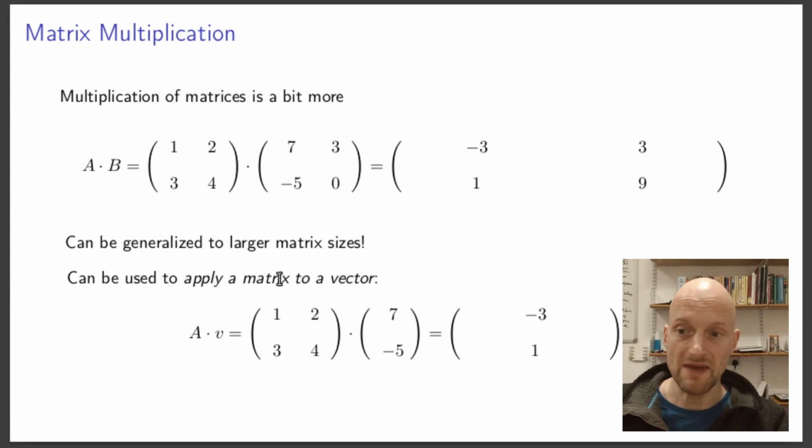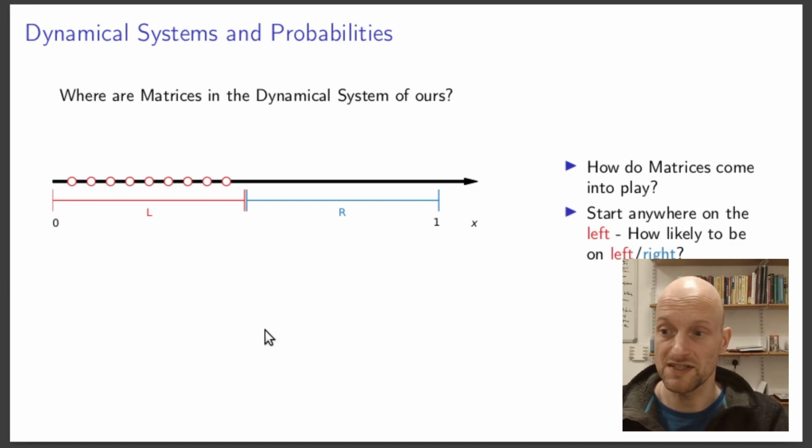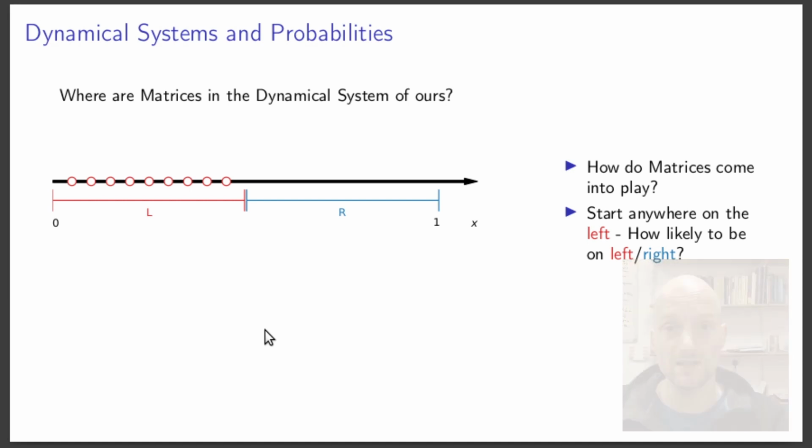In order to bring matrices into the game, we can look at the aforementioned range of numbers from 0 to 1, but look in a broader, coarser sense. So I want to understand what's going on only in terms of left and right. How can I introduce matrices here to help me out? Well, for example, we could think of the probability of ending up on the left or on the right if we start anywhere on the left. So how can we calculate that?